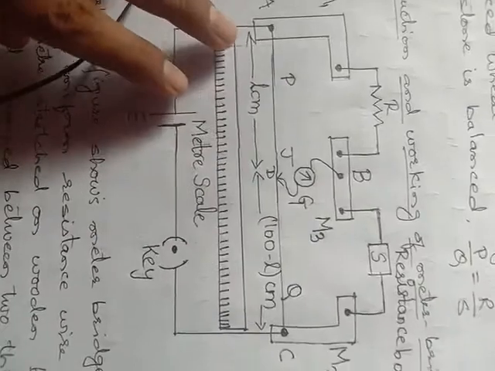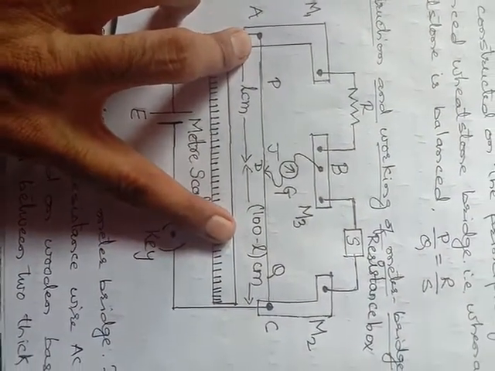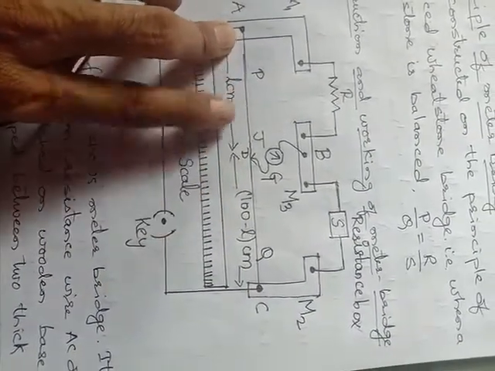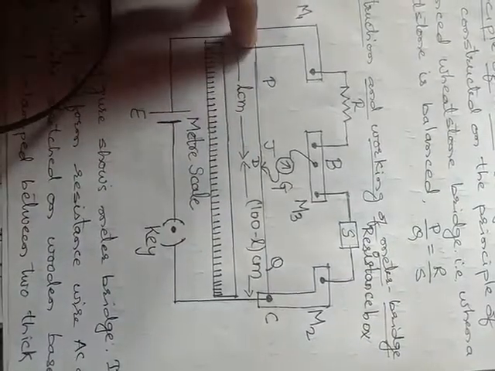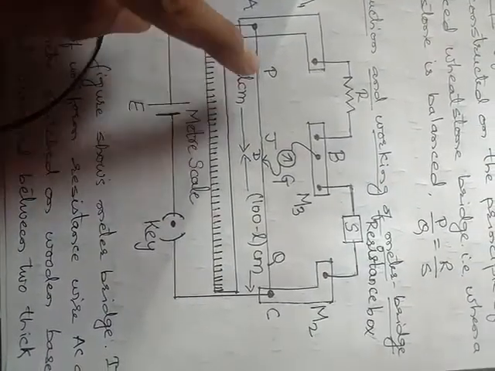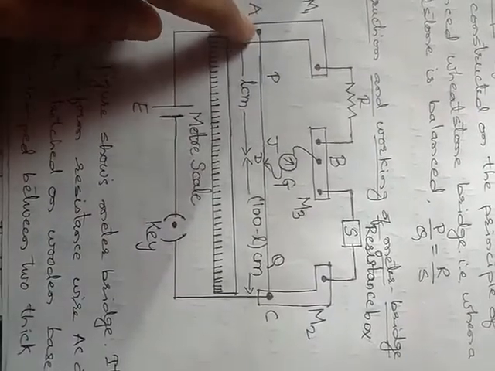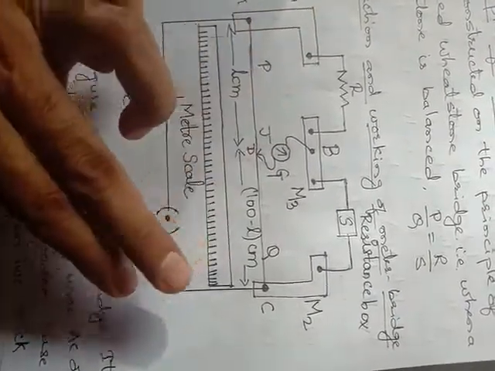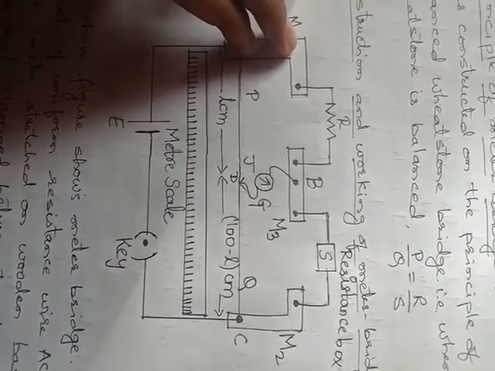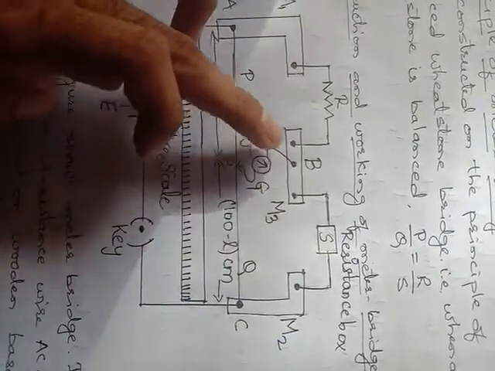In the construction side, what we have seen is AC is a 1 meter constantan wire. This wire is fixed on a wooden board, and parallel to this, a 1 meter scale is connected so that we can calculate the distance. To this AC, M1 and M2 are the 2 right angle clamps. They are steel clamps, right angle steel clamps. M3 is another straight clamp.